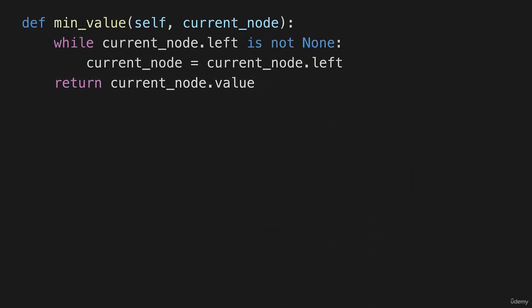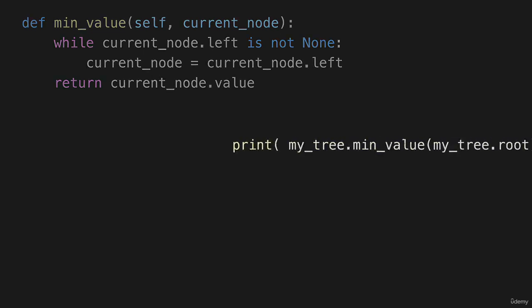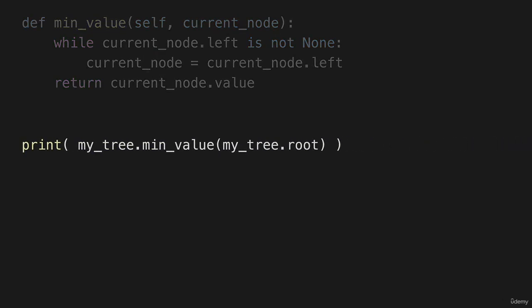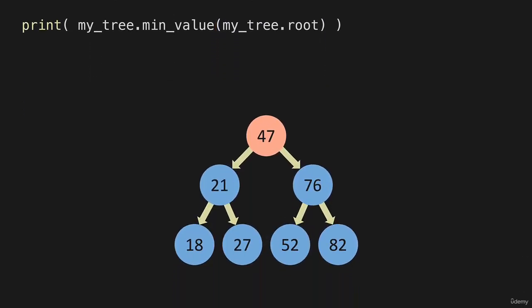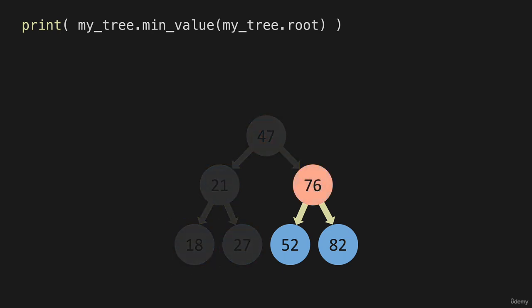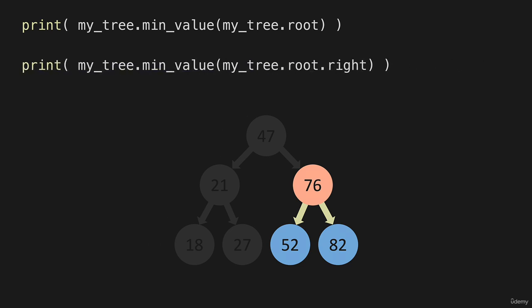It's pretty simple. So we'll look at this code in a moment in VS Code, and then we'll run this line, which runs min value on the root, and that's the root of this tree here, and we'll expect that to return 18. And then we'll run min value on this subtree. We'll do that like this by running it on mytree.root.right. And we'll expect this to return 52.